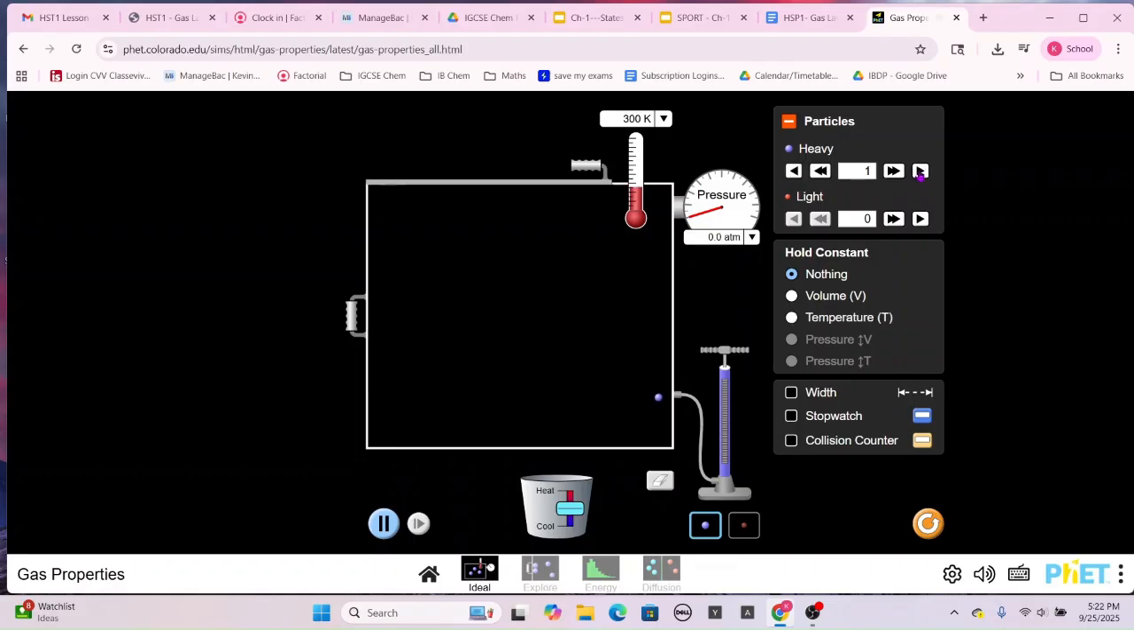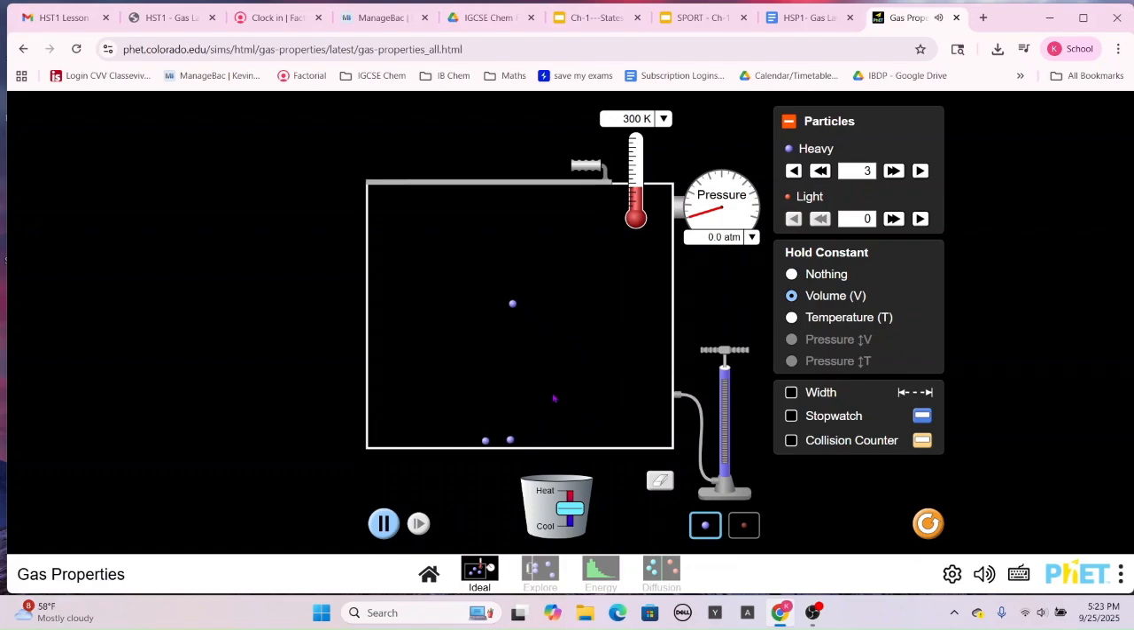We have two types of particles, heavy and light, right? You can add or subtract particles, so you can just plop them in just like that. You could add light particles, right? You can see kind of there's a difference there. And once you start adding those particles, so I'll add a couple, you can decide to hold constant something.